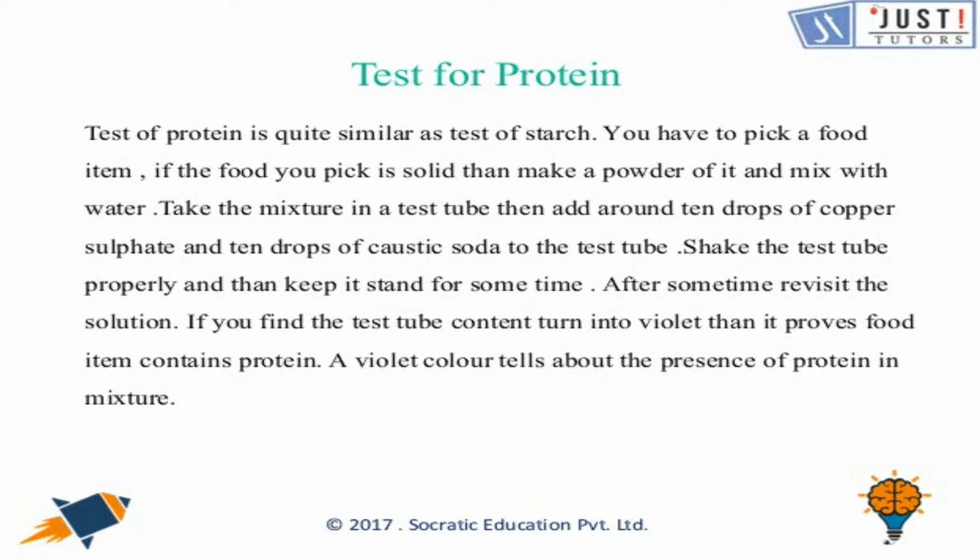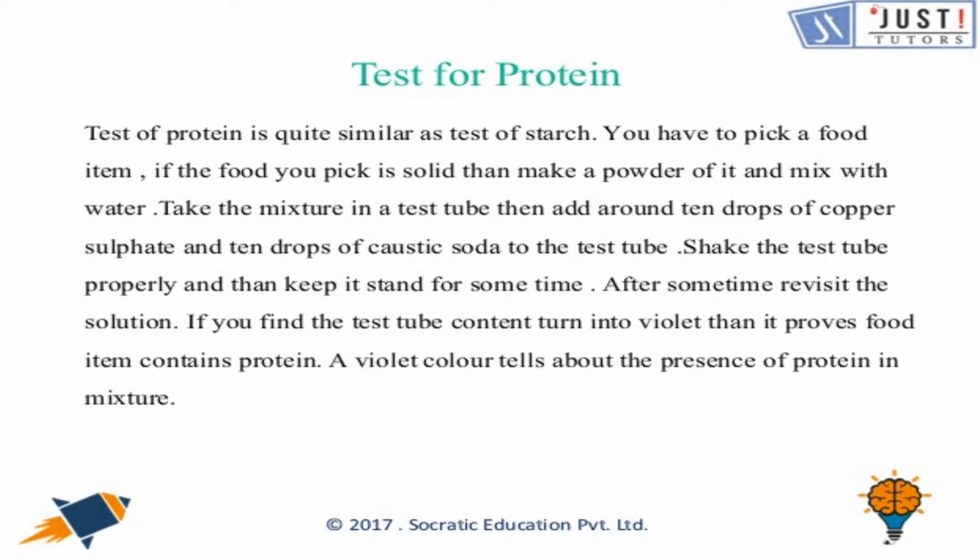To test for protein, you can pick a food item of your choice, and if the food item you pick is solid, then make a powder of it and mix that with water. Now put the mixture into a test tube and then add some drops of copper sulfate and 10 drops of caustic soda to the test tube. Shake the test tube well and then let it stand for some time. You can check the mixture after 2-3 hours. If the color has changed into violet, then it means that there is a presence of protein in the mixture.